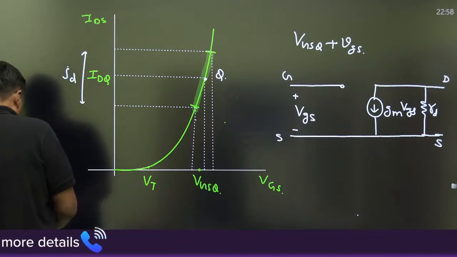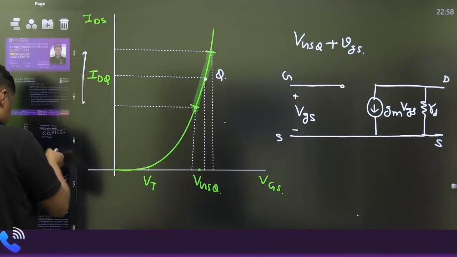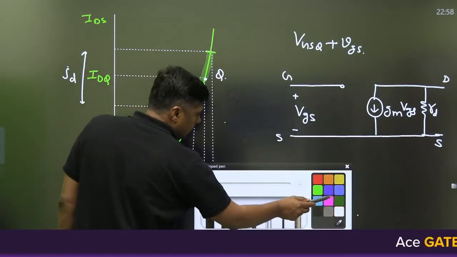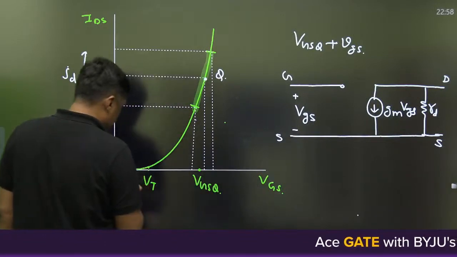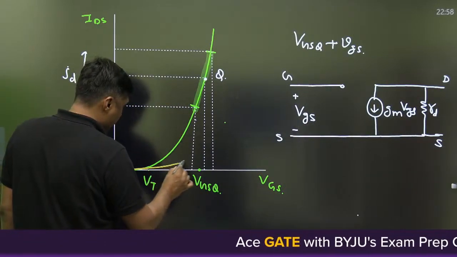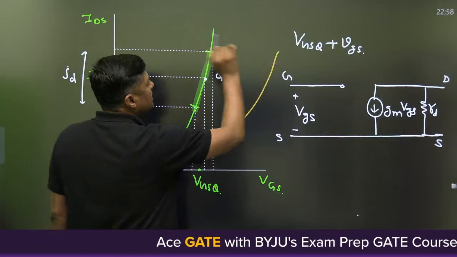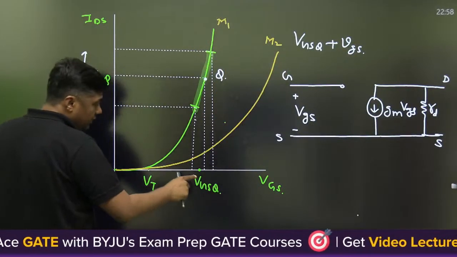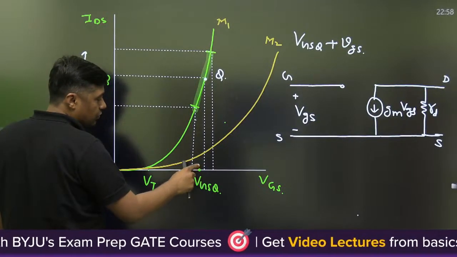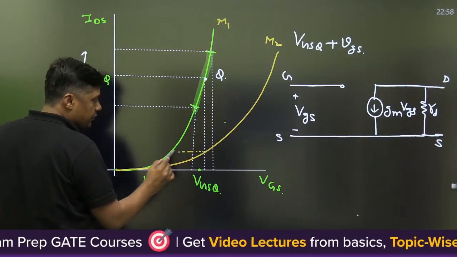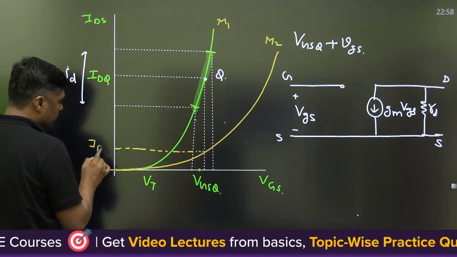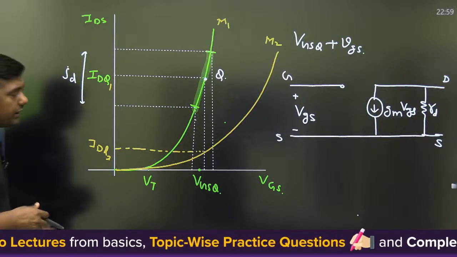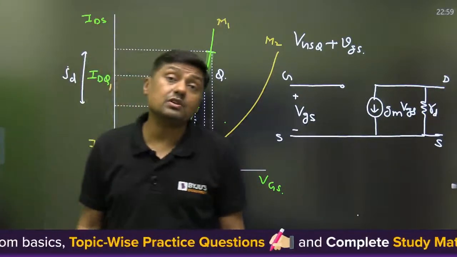But if the characteristics change, what are the new characteristics? Watch this. This is the new characteristic. This is for MOSFET number 1. This is for MOSFET number 2. Now we are having the same value of the VGSQ. What is the current, guys? Very small. Current will change from this point to this point. Why will this change? Because the characteristics will change.